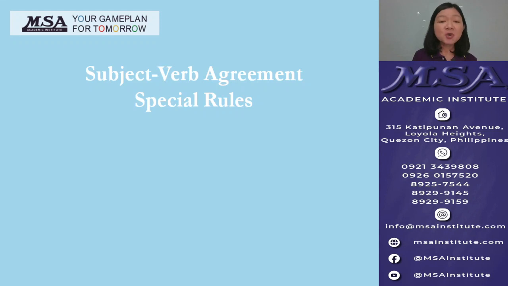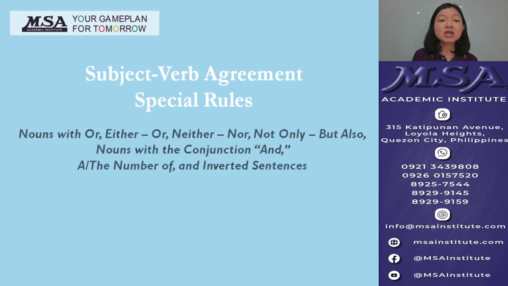In this video, we'll discuss the special rules of subject-verb agreement concerning nouns with or, either or, neither nor, not only but also, nouns with the conjunction and, the expressions a number of and the number of, and inverted sentences.